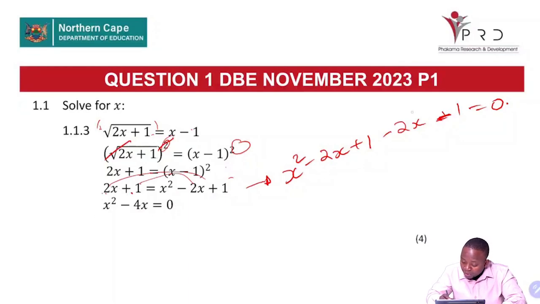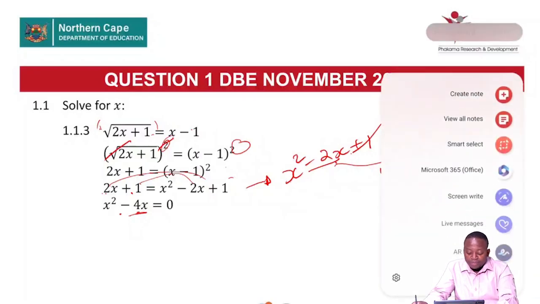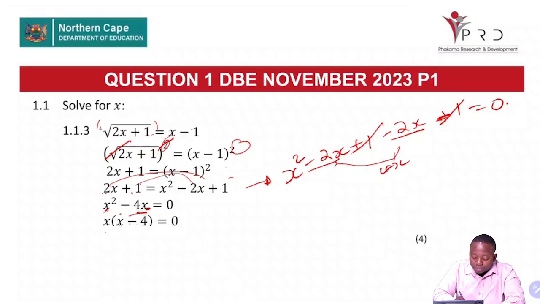Thereafter, the negative 2 and the negative 2 will give us a negative 4, which is what we have there. And the plus 1 and minus 1 will cancel out each other. Then we remain with x squared minus 4x. So when we have x squared minus 4x, we can see we have a common factor there. So we factor out that common factor. Our common factor in this case is x. X is here, x is here. We factor out x. We remain with x for the first one, then minus 4.